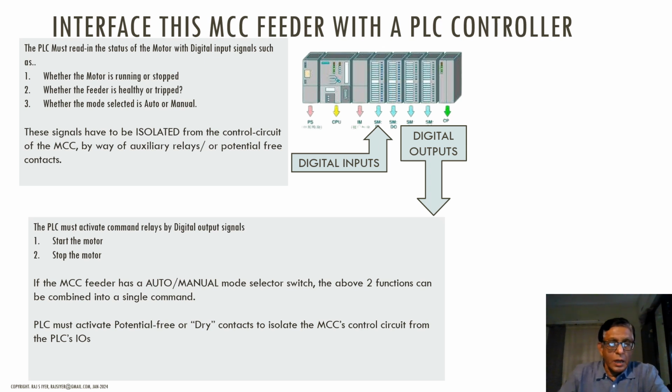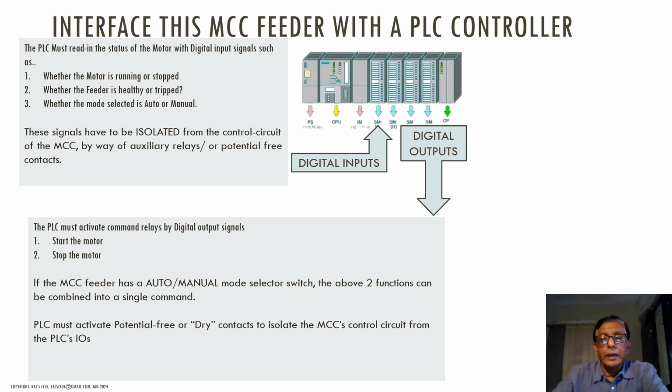Okay, I hope now you have got a fair understanding of how the control circuit works. The next task is to wire it up to the PLC so that the PLC may be in control. Commonly three signals are taken as inputs to the PLC: whether the motor is running or stopped, whether it tripped, and, if there is a selector switch, whether it is in the auto position or not.